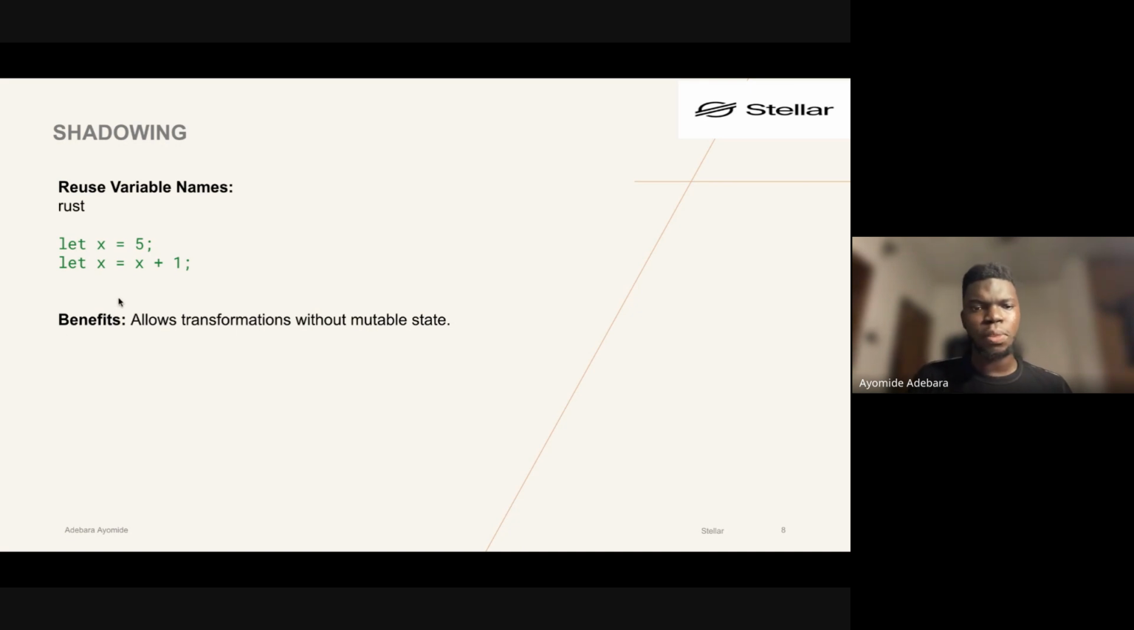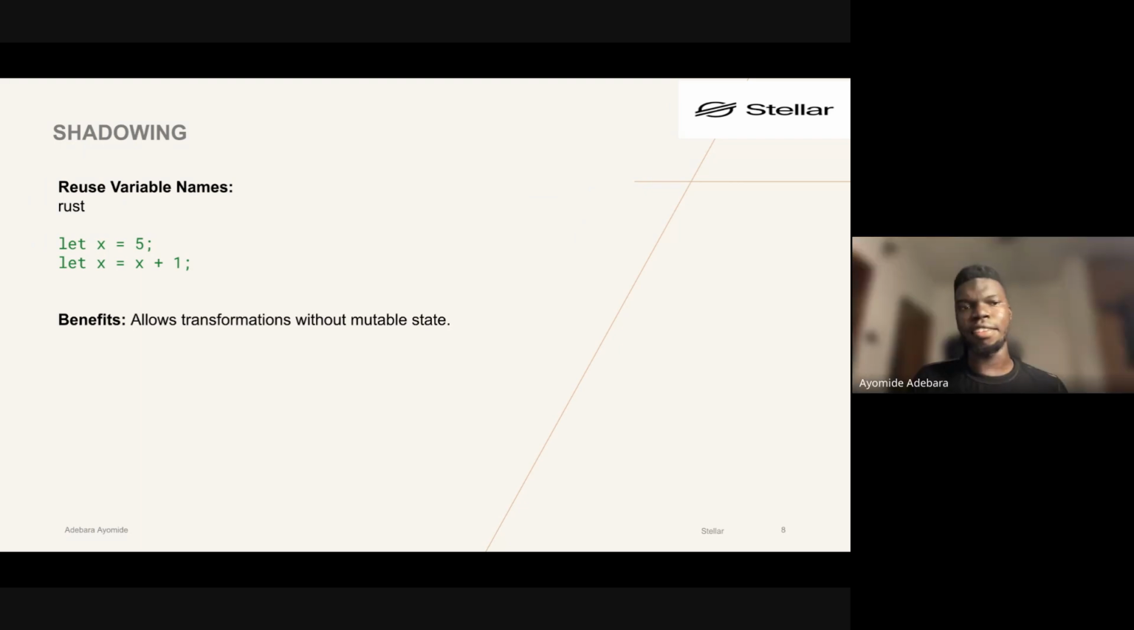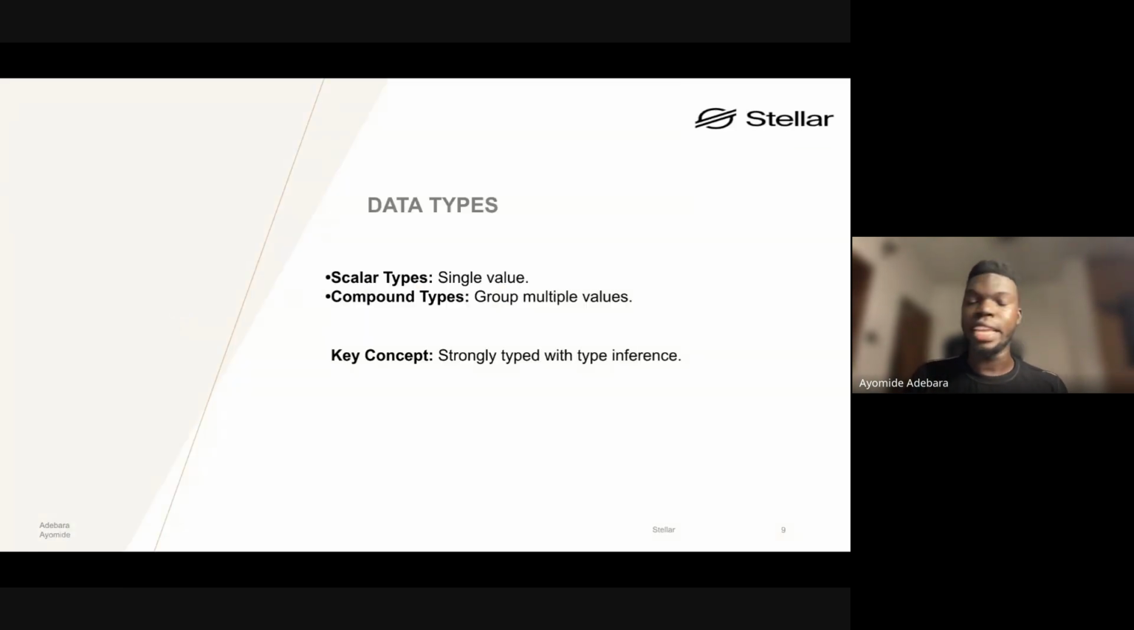So in this case, if you are to print out x, can someone tell me what x would be now? Is it 6? Thank you very much. X is 6 now, and that is because it has been shadowed. Data types. We have scalar types, that's single variable, single value.